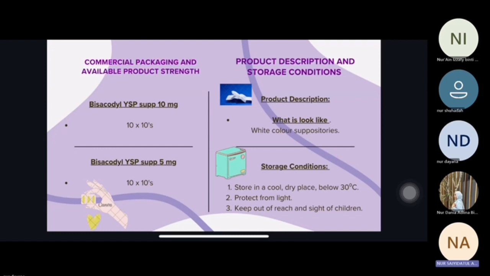Commercial packaging and available product strength. First, Bisacodyl YSP suppository 10 mg, 10 times 10. Second, Bisacodyl YSP suppository 5 mg, 10 times 10. Product description and storage conditions. Product description: what does it look like? White color suppositories. Storage conditions: first, store in a cool, dry place below 30 Celsius. Second, protect from light. Third, keep out of reach and sight of children.